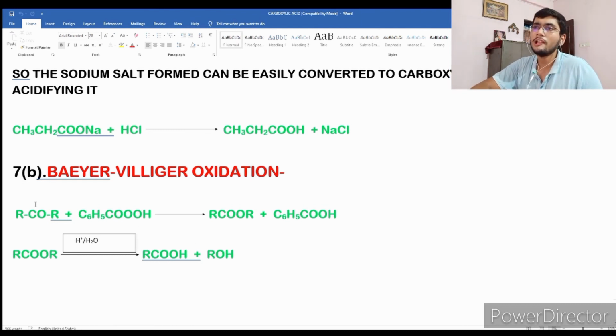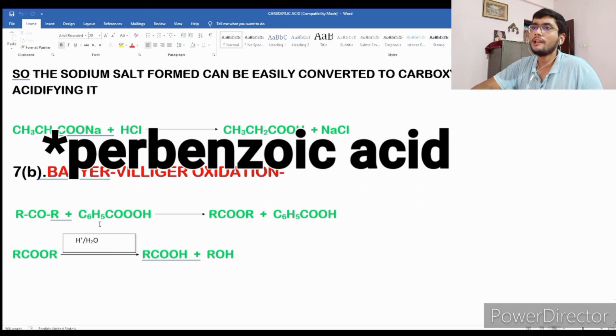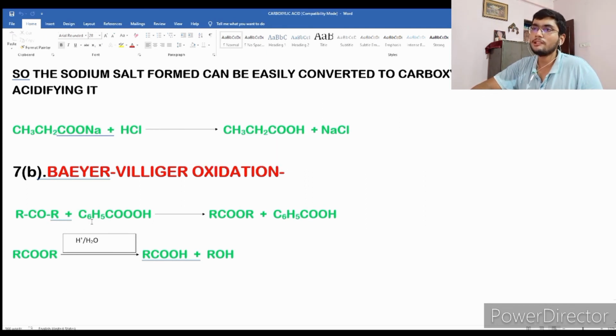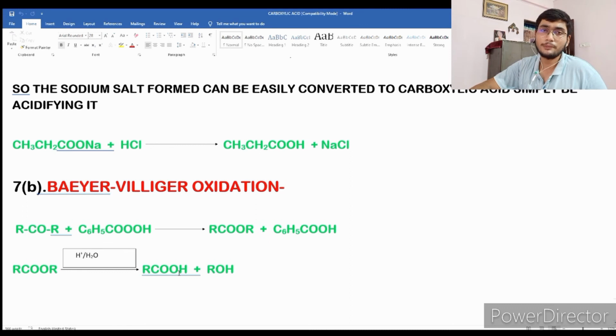So let me show you. Here I have taken a ketone, and here is a benzoic peracid, because here you see there is an oxygen bond. Now when we treat this ketone with the benzoic peracid, we will get an ester and benzoic acid as a side product. Now by simply hydrolyzing this ester, we will get our carboxylic acid. So basically this is how you can prepare carboxylic acid.